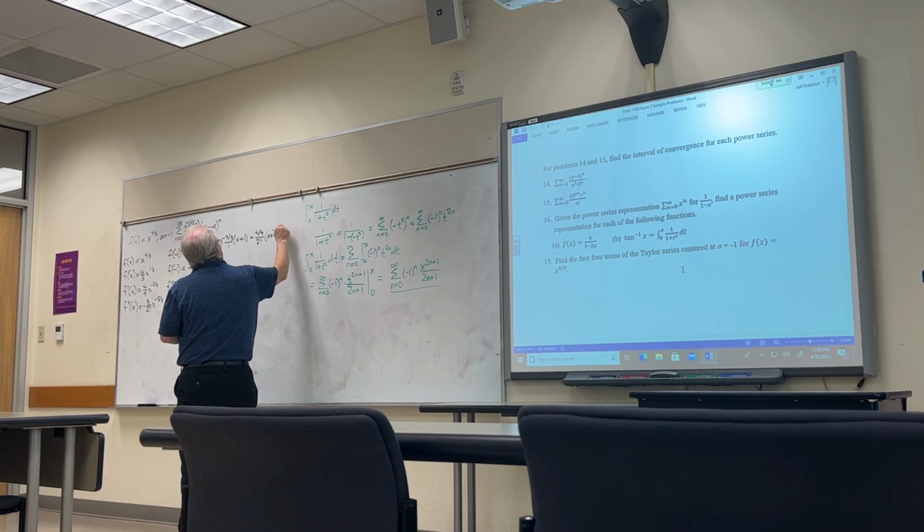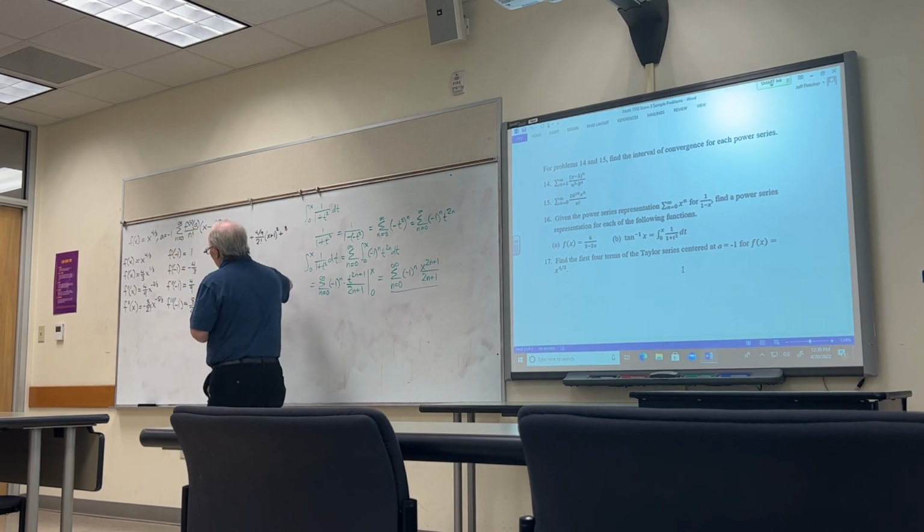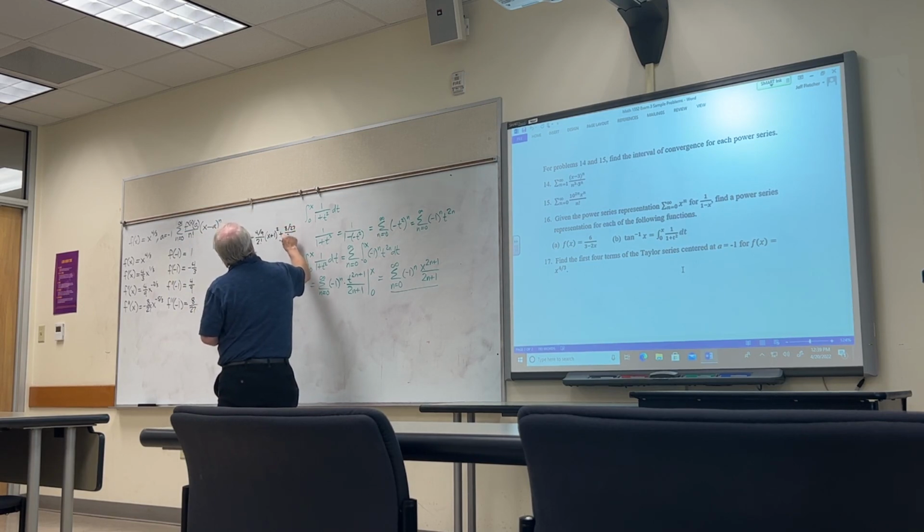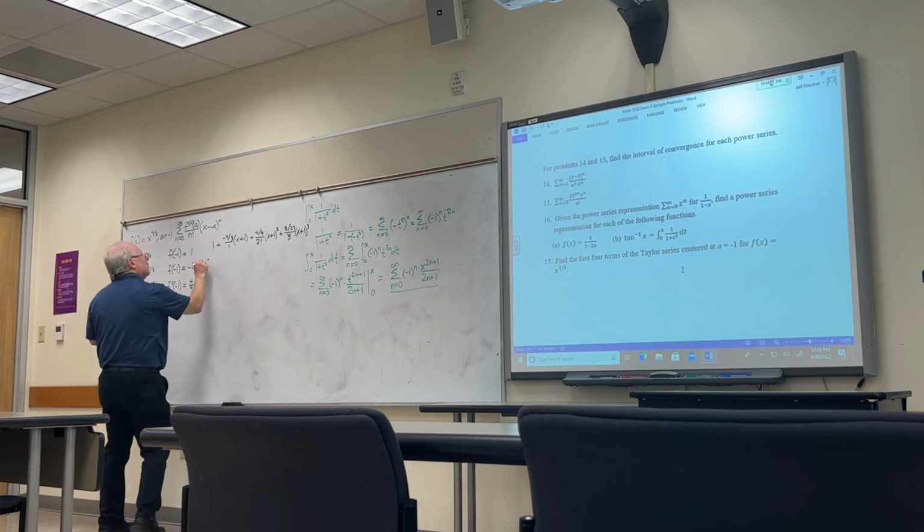And then the next one, we have 8/27, that's the third derivative, over 3 factorial, times x plus 1 cubed. Do you see that?